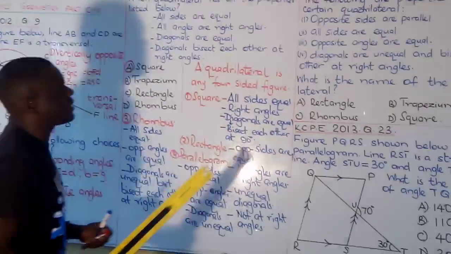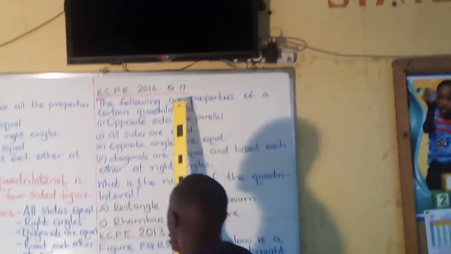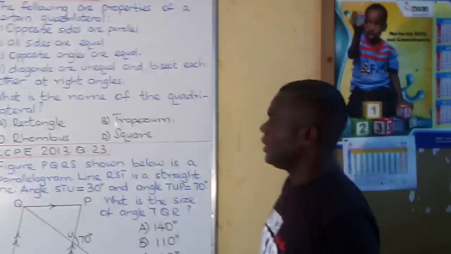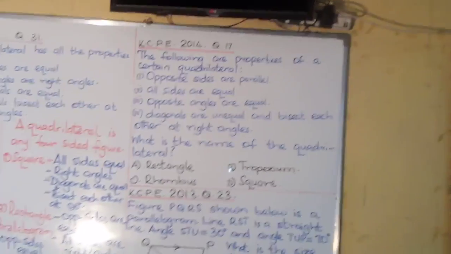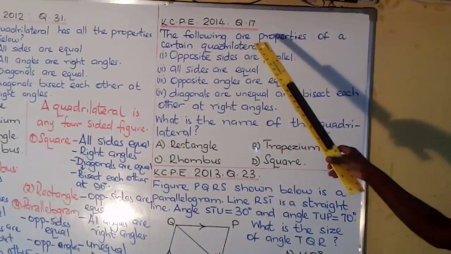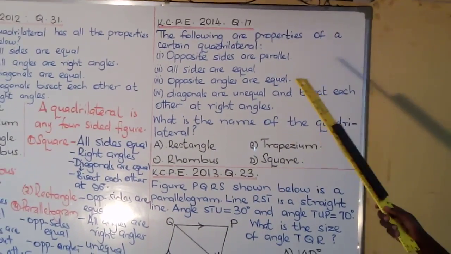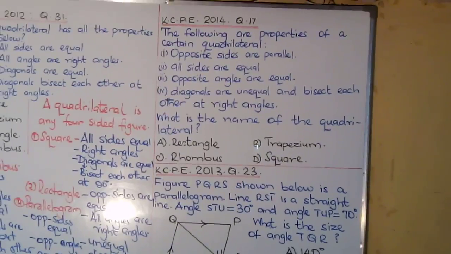Now let's look at question 17 of KCPE 2014. The following are properties of a certain quadrilateral. Look at that, it is another quadrilateral.